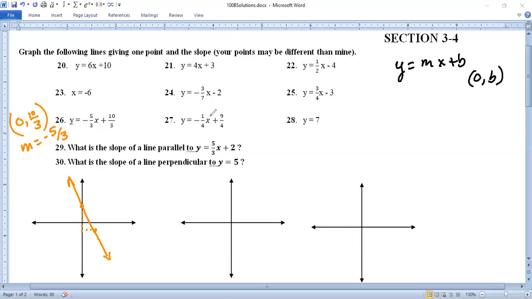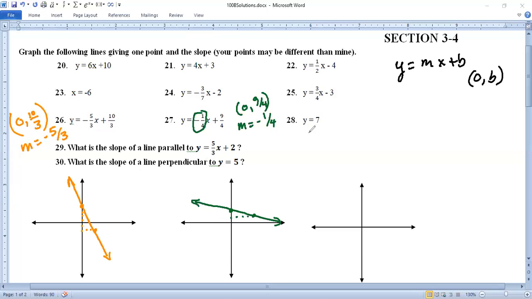Next one, number 27. This goes through 0, 9/4. So that is 0 and 2.25, something like that. And the slope is -1/4. It's that number right in front of the x when y is by itself. So we go down 1 over 4. Down 1 over 1, 2, 3, 4. And there we go. Okay. And number 28.